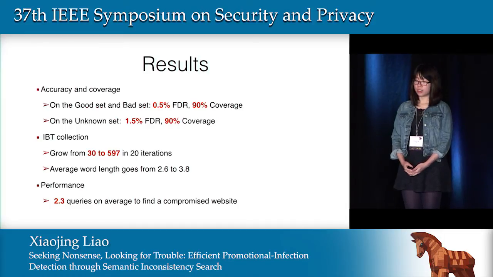The evaluation results on the labeled and unknown datasets show high accuracy and coverage. Specifically, we got a 0.5% false detection rate and 90% coverage on the labeled set, and a 1.5% false detection rate and 90% coverage on the unknown set. For the irrelevant pattern set expansion, we expand 30 patterns to around 600 patterns in only 20 iterations. Also, SIS is efficient, finding a compromised website in only 2.3 search engine queries.